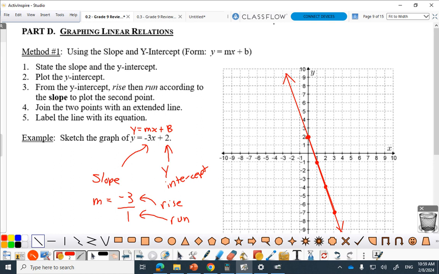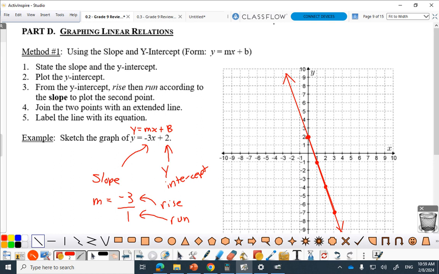Does that procedure ring a bell for most of you? If not, I've put the fancy steps here so you can look. State the slope and y-intercept. I did that. I pointed at them. From the y-intercept, I did that. Rise and run according to the slope. Join the points, and then label the line.